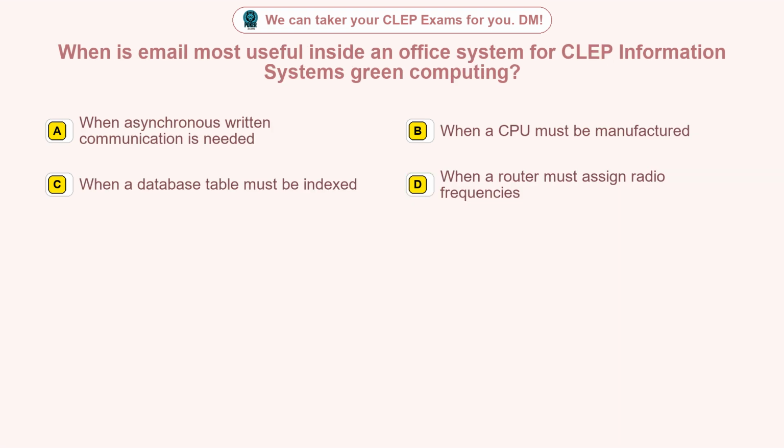Question 4. When is email most useful inside an office system for CLEP Information Systems green computing? Option A. When asynchronous written communication is needed. Option B. When a CPU must be manufactured. Option C. When a database table must be indexed. Option D. When a router must assign radio frequencies. The correct answer is option A. When asynchronous written communication is needed.